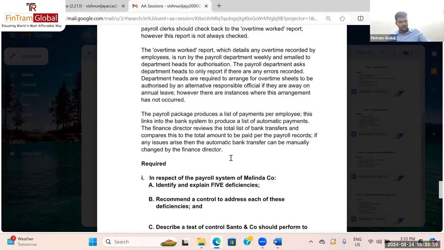Finance director should not manually edit it, but he should liaise with the particular payroll team and ask them to make the changes, then come back with the amended report. Exactly. Yeah, you can say that.